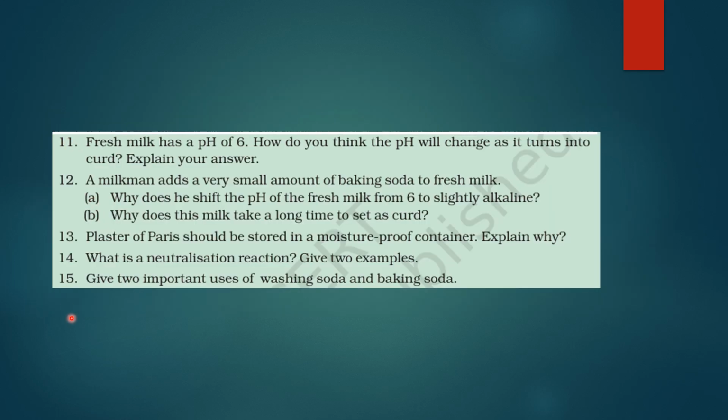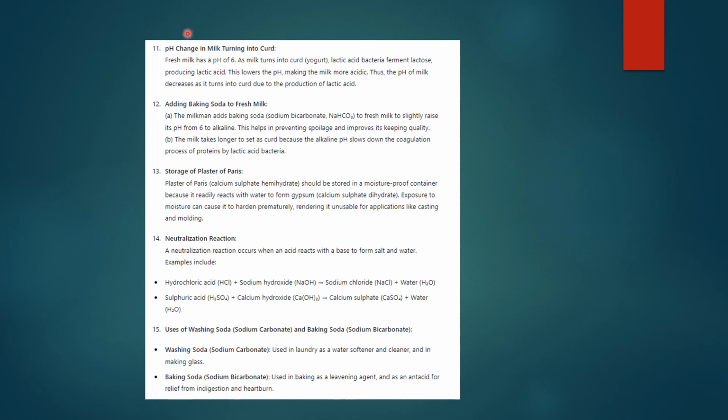We have 5 more good conceptual questions. Just go through these questions. We'll answer them one by one. So the first question is pH change in milk turning into curd. Fresh milk has a pH of around 6. As the milk turns into curd, lactic acid bacteria ferment lactose, producing lactic acid. So the pH will become lower and the milk will become more acidic. So the pH of milk will decrease if it turns into curd because of the production of lactic acid. Correct?